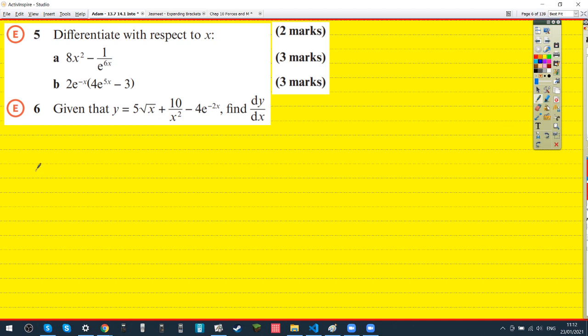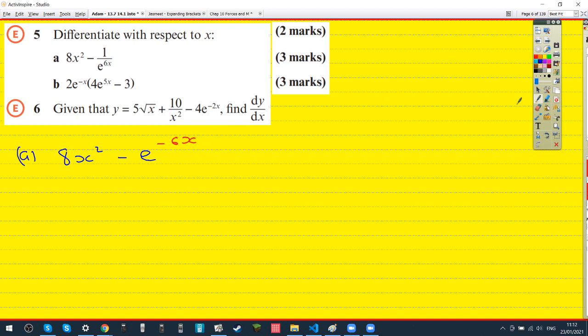So would you simplify it to 8x squared minus e to the power of minus 6x? You would think so. I believe it would be e to the minus 1, because that's also on the bottom. To the minus... No, same thing. E to the minus 6x. Yeah. Okay.